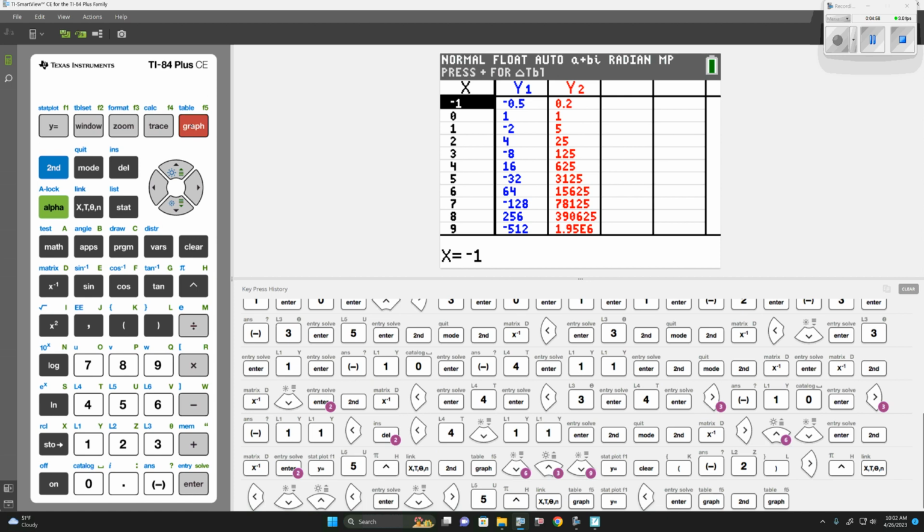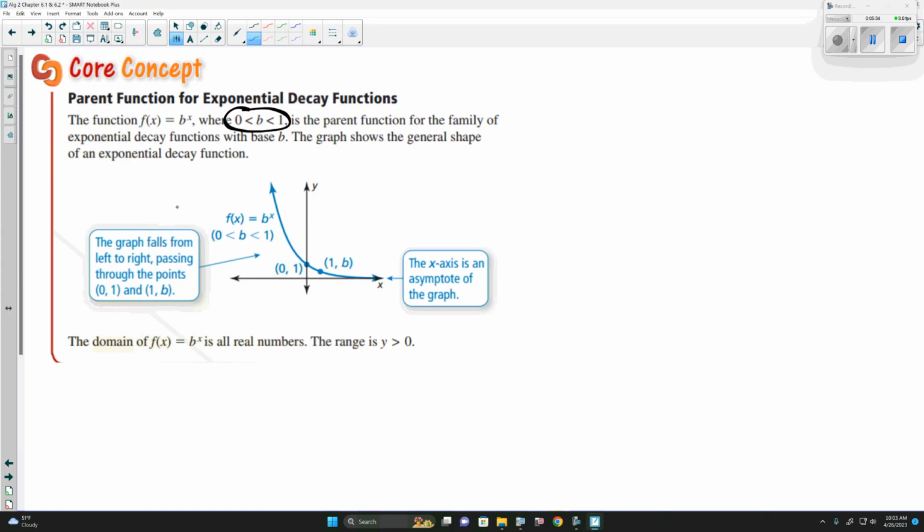Now, if we look at the table for the blue values, at -1, it's negative 0.5. At 0, it's positive 1. At 1, it's negative 2. At 2, it's 4. So if we see here, it's jumping between positive and negative values. And because it does this jump from one to the other, it's not really a function. We do have an equation for it, but it's not a function because it's doing this positive negative jump back and forth. We don't have a nice smooth line for it. So that's part of the reason we don't talk about values of b, values of this base, that are negative.